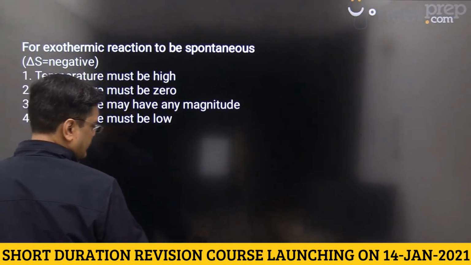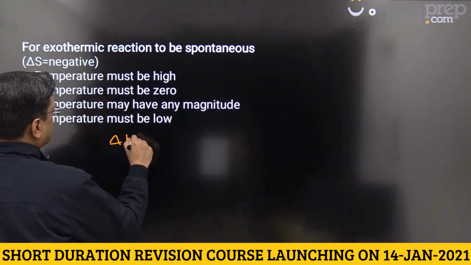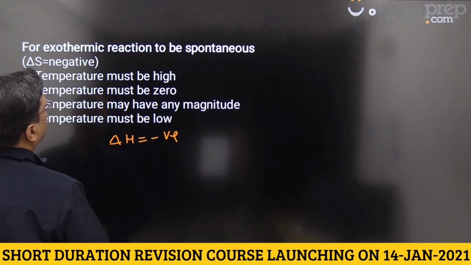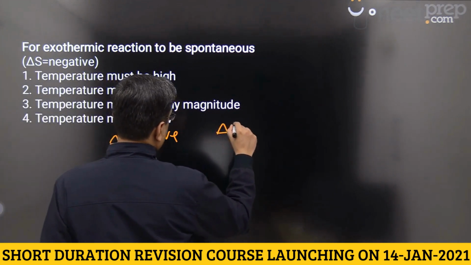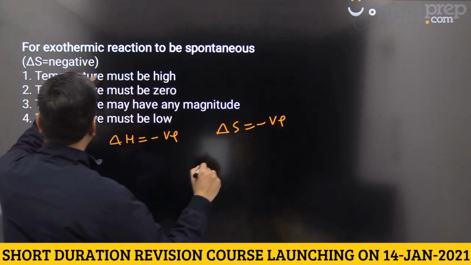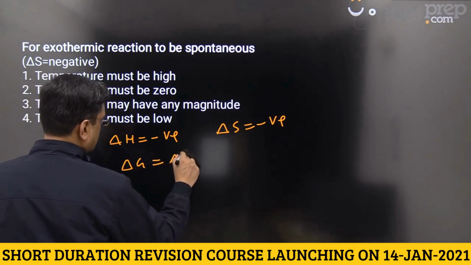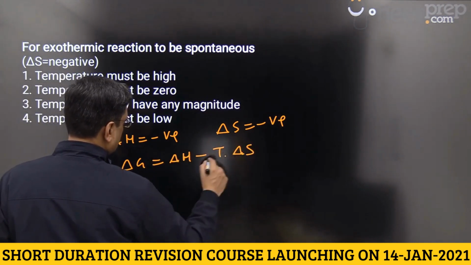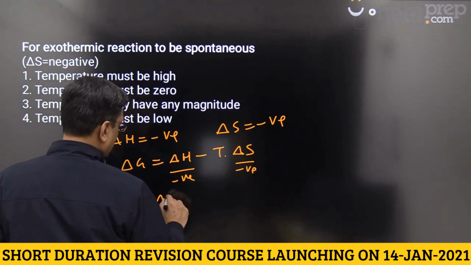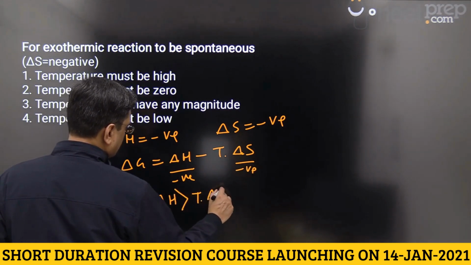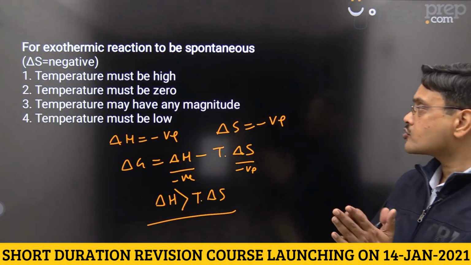All questions are based on the cases. For spontaneity, for an exothermic reaction ΔH is negative. For the exothermic reaction to be spontaneous, ΔS is also negative. Then the temperature may be... So again use this equation, ΔH − TΔS. It is negative, so it is positive. So ΔH must be greater than TΔS, and such a type of reaction can be spontaneous at lower temperature. Temperature should be low.